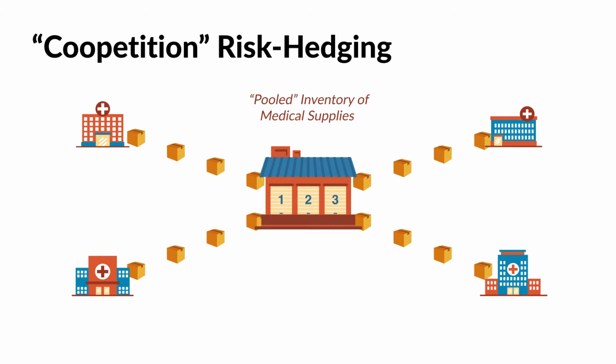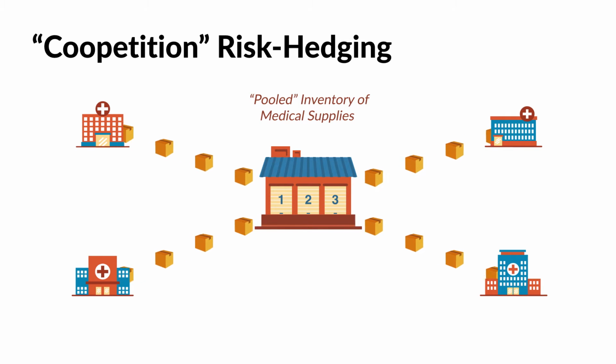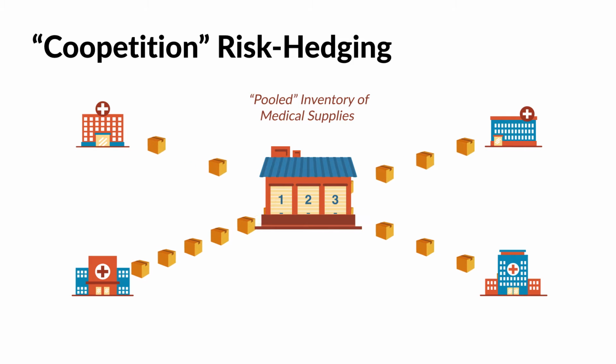This approach takes advantage of the statistical concept of aggregation. Aggregation suggests that demand variability is reduced by accumulating demand across locations or products. Aggregation also allows high demand in one location to be offset by low demand in another.